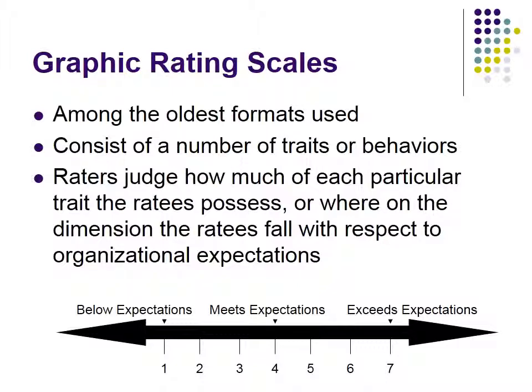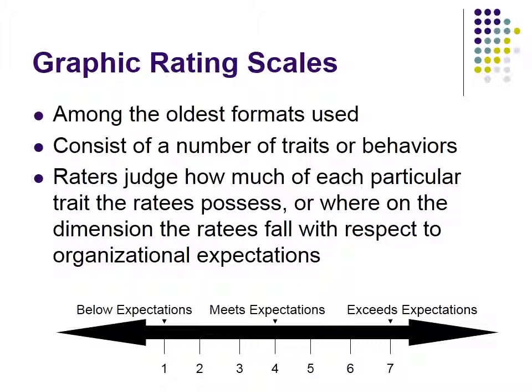So the graphic rating scale is amongst the oldest formats used and probably one of the most common. It consists of a number of traits and behaviors, usually drawn from a job analysis and usually directly tied to the core responsibilities or objectives of the job as they relate to the organization itself succeeding. Raters judge how much of each particular trait the ratee possesses, or where on the dimension the ratee falls with respect to organizational expectations. So again, the rater is the supervisor, boss, or manager who is trying to judge the performance of their subordinates, the actual employees, or the ratees.